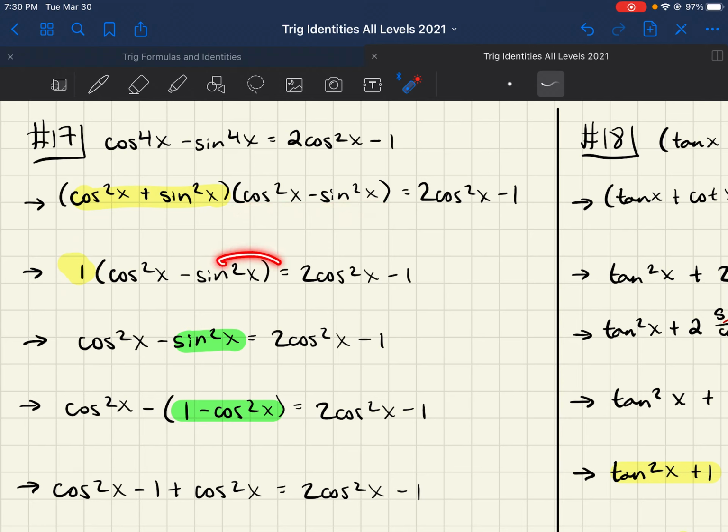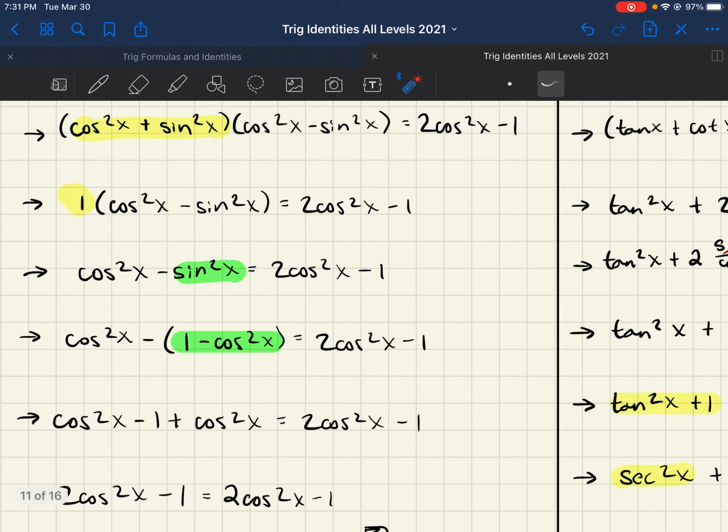And then sine squared, we also know to be 1 minus cosine squared. Now, where you have to be very careful here is the fact that this sine squared is being subtracted. So when you replace the sine squared with 1 minus cosine squared, the minus sign, because of the subtraction, ends up getting distributed. This is going to give us a minus 1, but a positive cosine squared. Cosine squared and cosine squared, both positive, give you 2 cosine squared. Then you carry the minus 1 down, and that's the end of the proof.